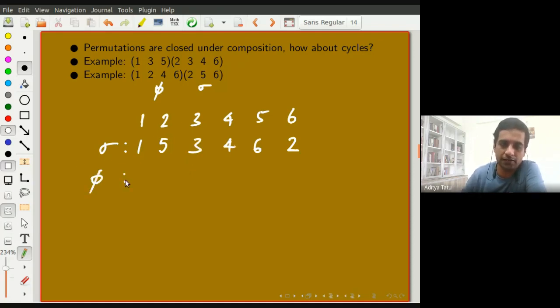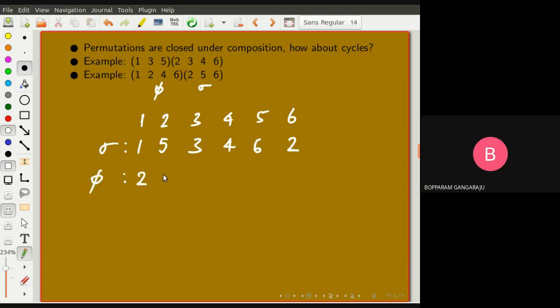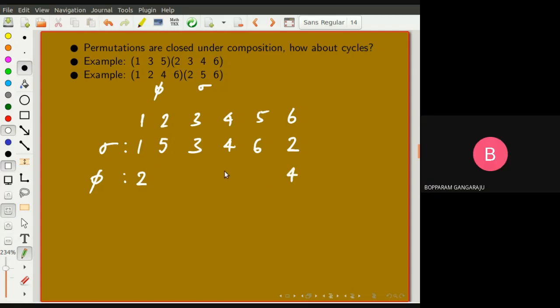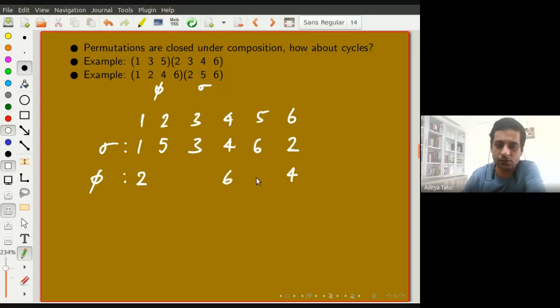How about pi? 1 goes to 2, 2 goes to 4, 4 goes to 6, 6 goes to 1. How about 5 and 3? They remain as they are. Is this mapping a cycle?